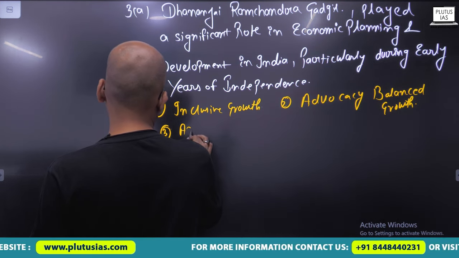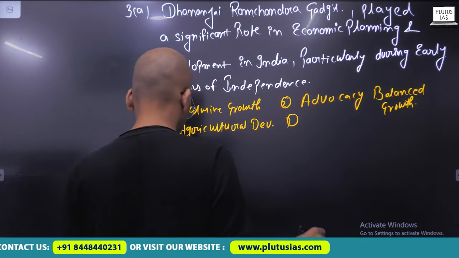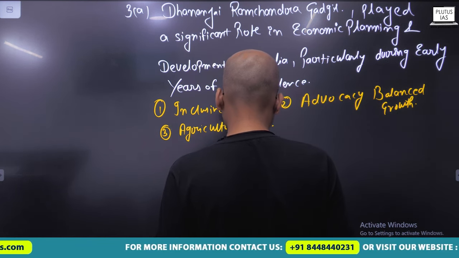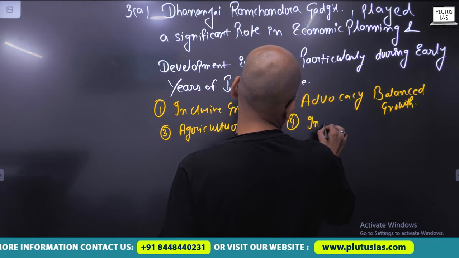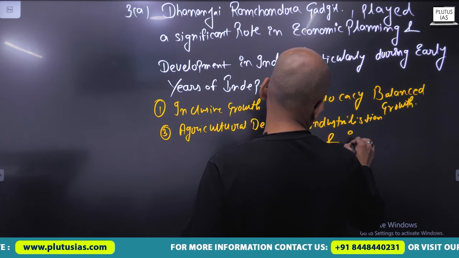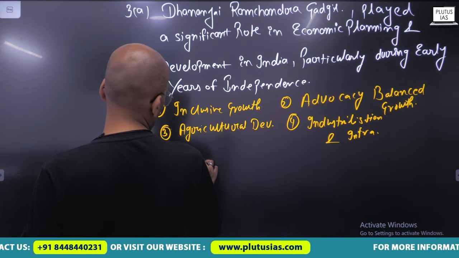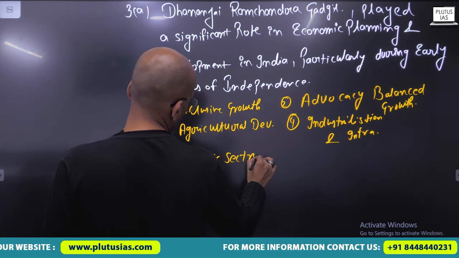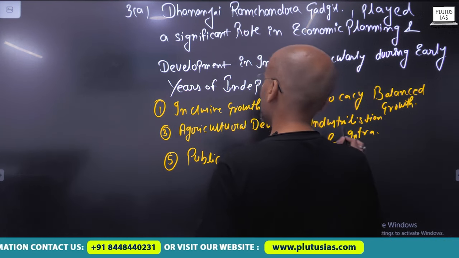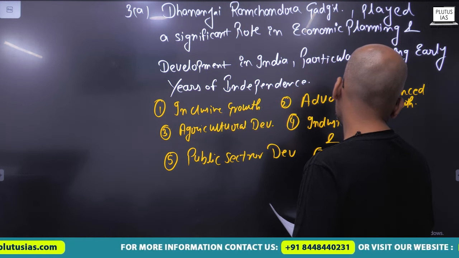Then agricultural development. He also promoted this thing that there should be agricultural development. Then industrialization and infrastructure. This is a field where he worked for the promotion of industries and infra. Then public sector development. Okay. Then he played a major role in the third 5-year plan, FYP, from 61 to 66.